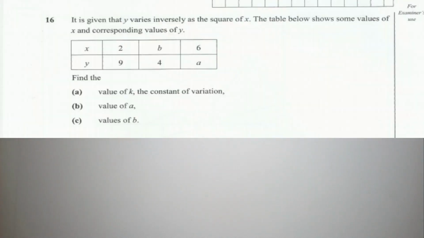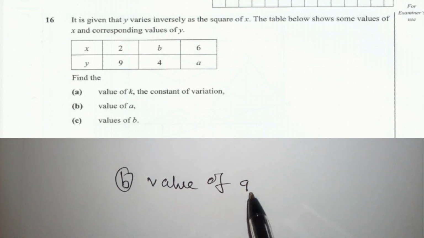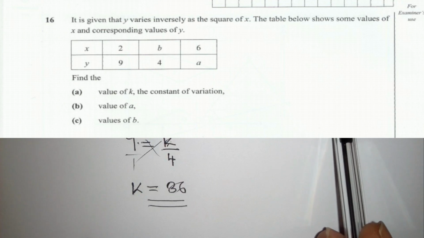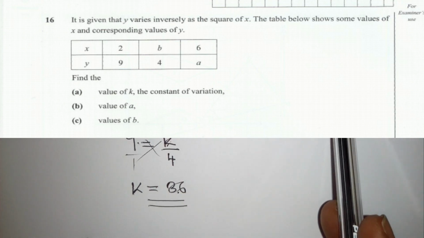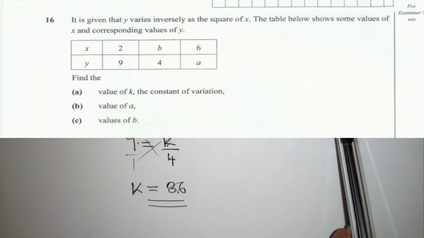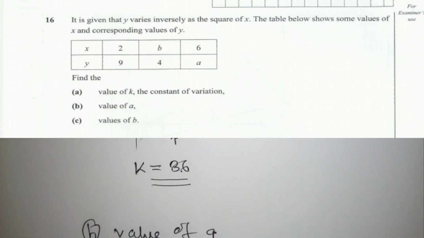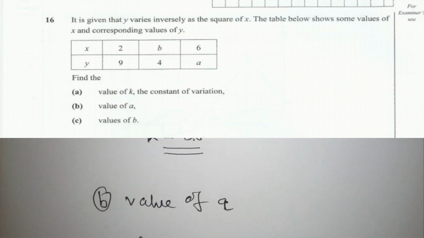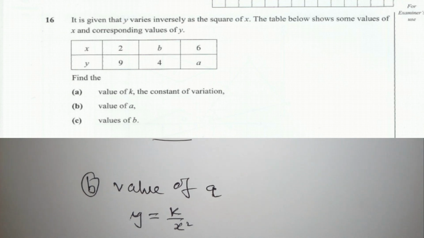We go to b. Under b, they are saying we find the value of a. So how do we find the value of a? A is over here, if you can see nicely. We are going to use this constant as well as the value of x here, so that we can find the value of y. So we get our formula, y is equal to k over x squared.